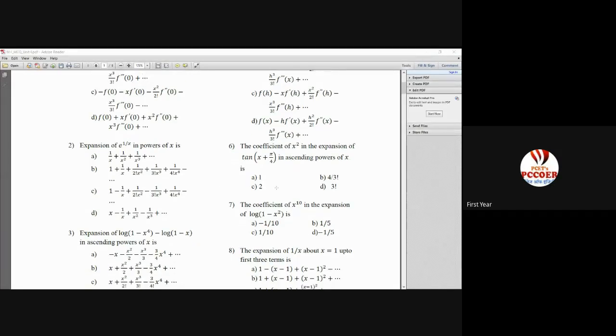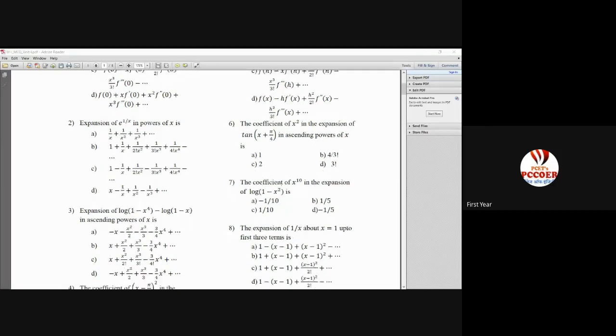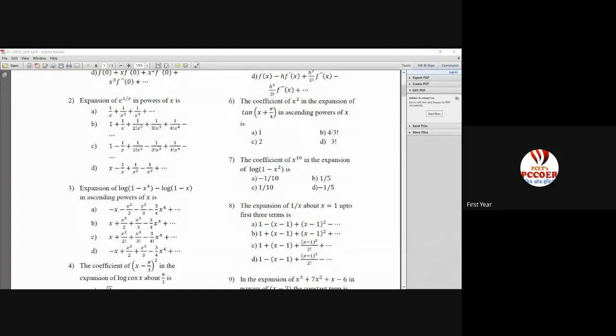Then look at question number 7. The coefficient of x raised to 10 in the expansion of log of 1 minus x square is. First of all, you should expand log of 1 minus x square. What is the formula for log of 1 minus x? The expansion of log of 1 minus x is all negative terms, correct? Yes. That's why the answer will be A or D. First, that you have to take into consideration. B and C will never be the answer.